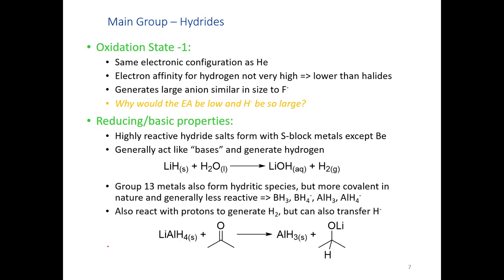Although they can react with protic species to produce hydrogen gas, these group 13 metal hydrides are much less base-like and can transfer hydride equivalents to reduce things like ketones to alkoxides, as shown here. The s-block hydride salts can't do this type of reactivity. They would generally form an enolate through the deprotonation, if you will, of one of those CH3 groups on acetone.